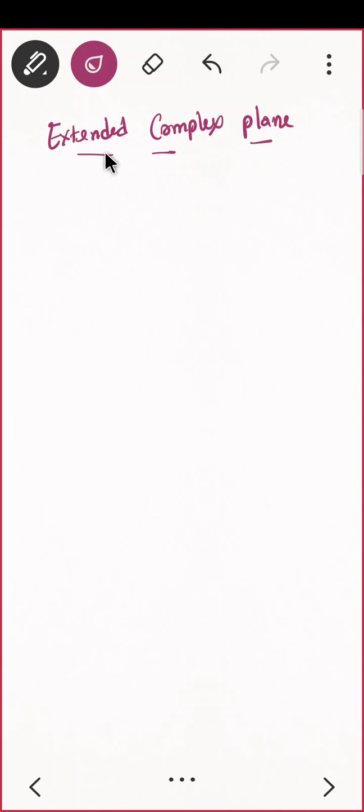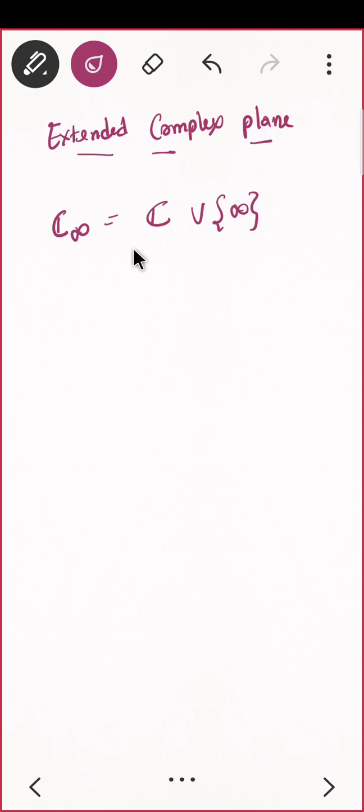Let us first define what is an extended complex plane. If you add infinity to your complex numbers, then it is called the extended complex plane, and it is denoted by C infinity, which is equal to C union infinity. This is called the extended complex plane.